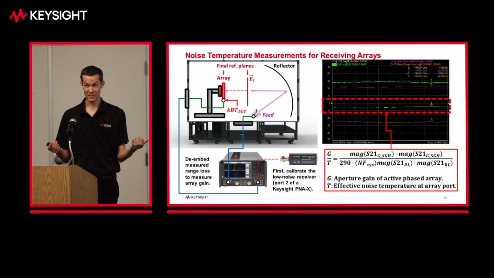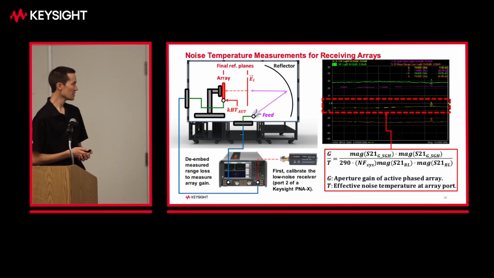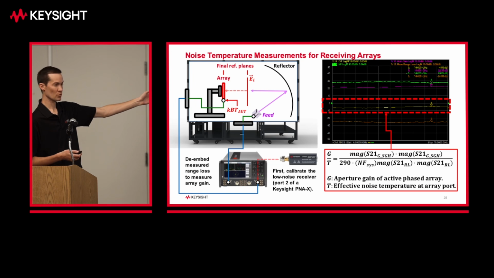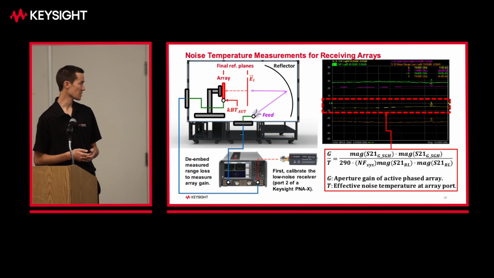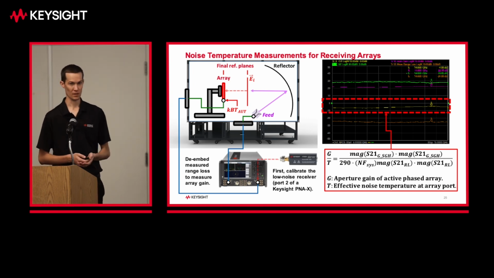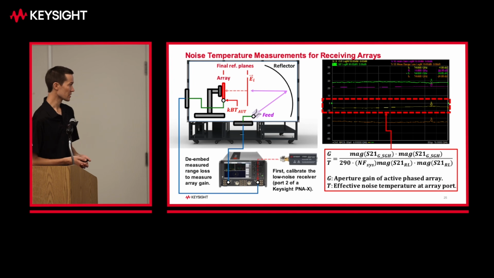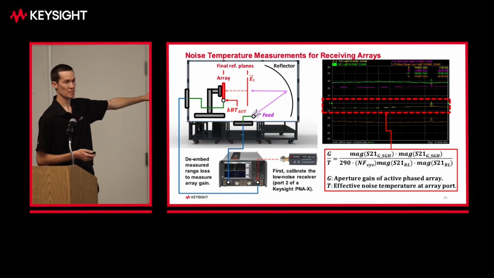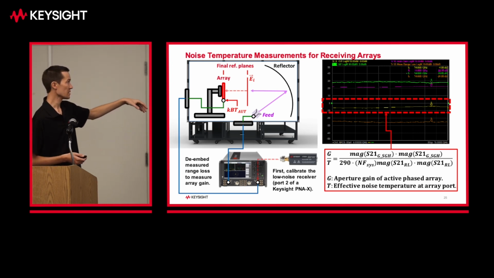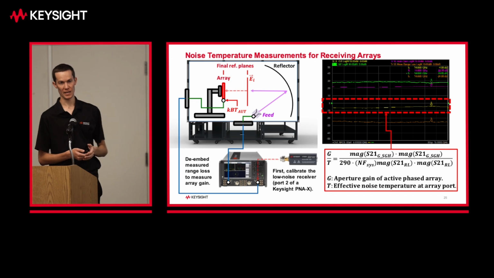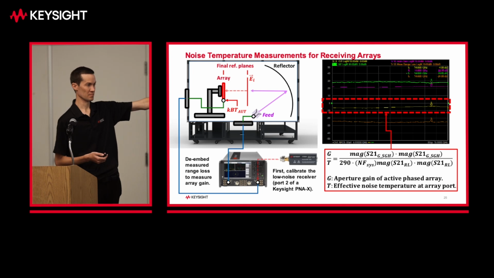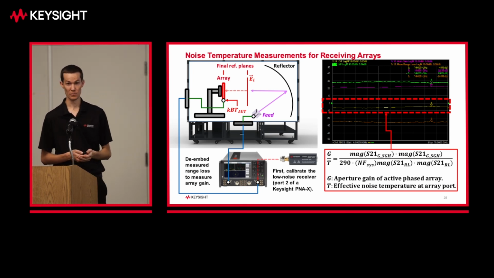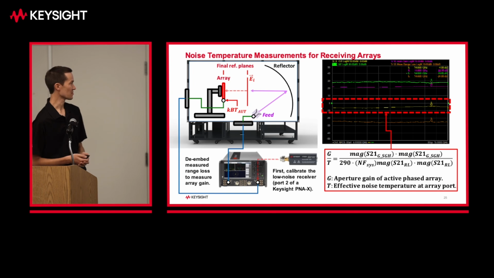As I said, you can also do G over T, so we have some techniques to do that as well. First, you'll need to calibrate the low noise receiver on port 2 of a PNAX, for example. So we have reference standards that put out a known noise that we can use to calibrate that low noise receiver. And then once we de-embed the measured range loss, as I described before, we effectively combine a gain measurement of our array under test with a noise temperature measurement, and applying some trace math as shown on the bottom right here, we can get our G over T result over the frequency band of interest for the array under test.